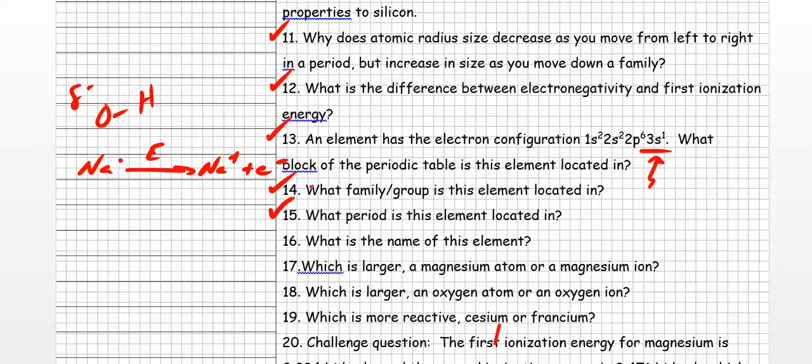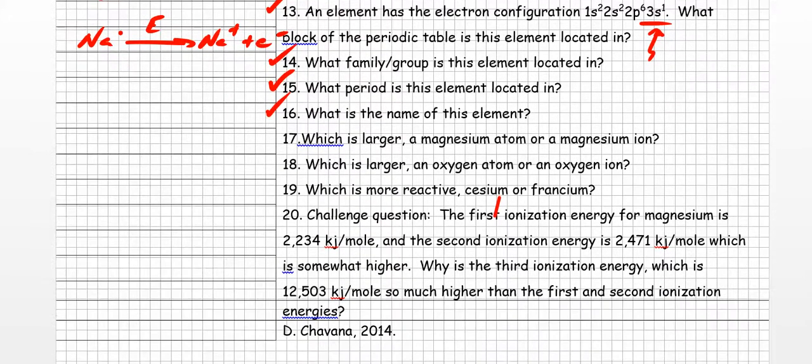Number 16. What is the name of this element? Well, let's add up electrons. 2, 2, 6. That's 10 right there, plus 1 more. That's 11. That would make it sodium. So this is sodium: third main energy level, S block, first column, the alkali metals.